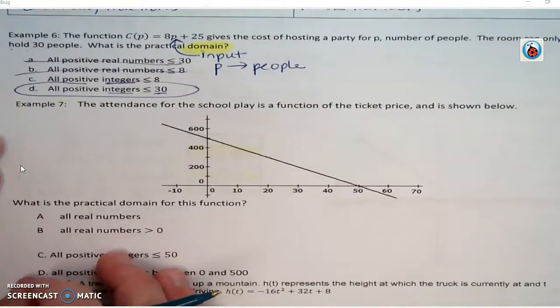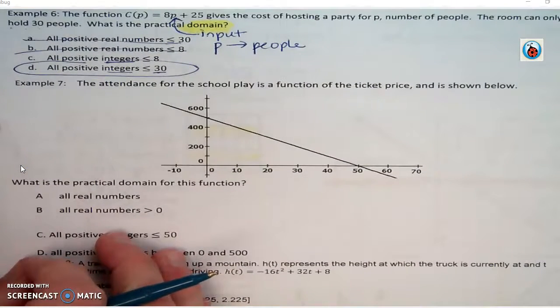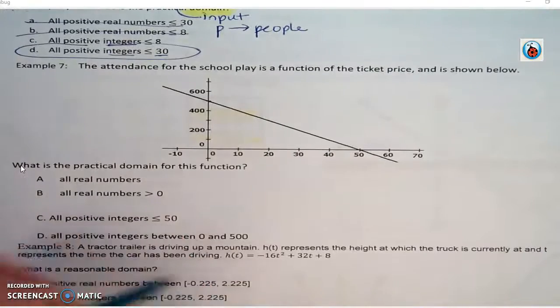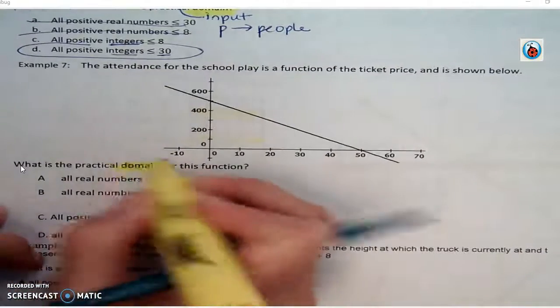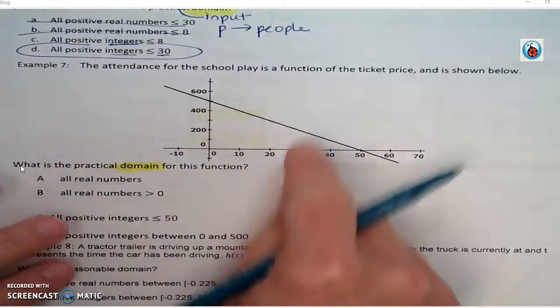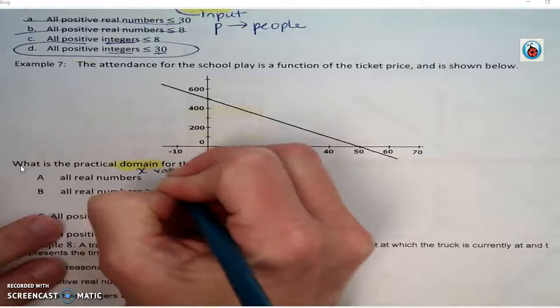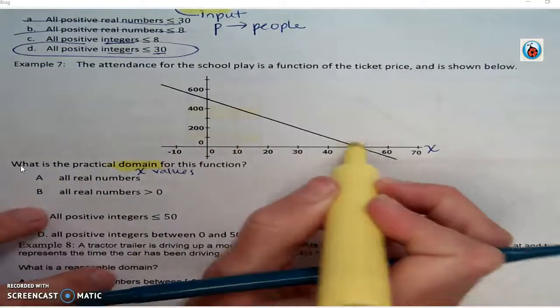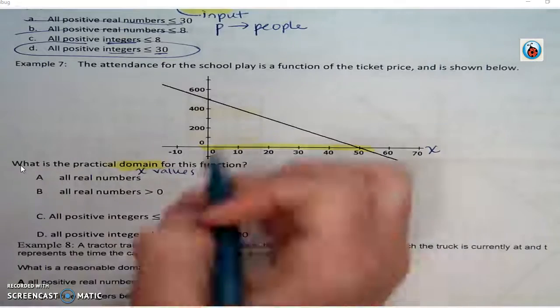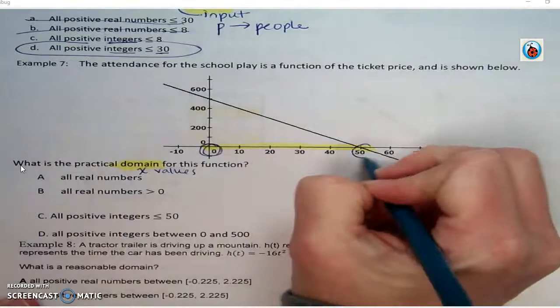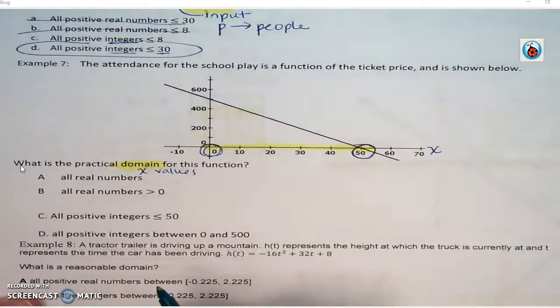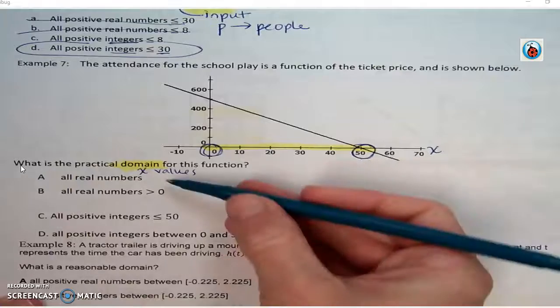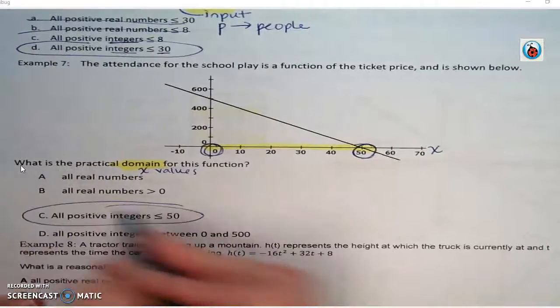Example 7: the attendance for a school play is a function of ticket price as shown below. What is the practical domain for this function? Well, when you have a graph, the domain is your x value. So here's the x, and let's look at our x values. It starts at 0 and it ends at 50. So our answer has to have 50 in it, which makes it C.